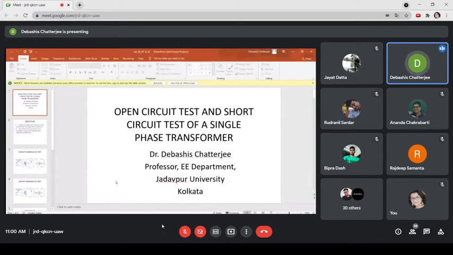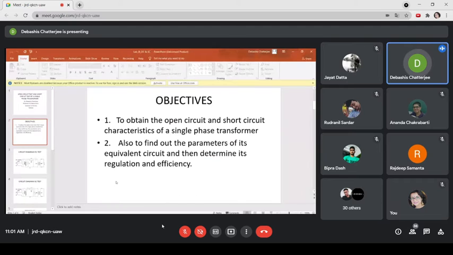Okay, now open circuit short circuit test of a single phase transformer. Now the objectives, if you see the screen, can you see the objectives on the screen? Yes.